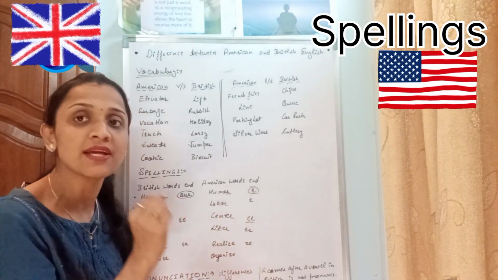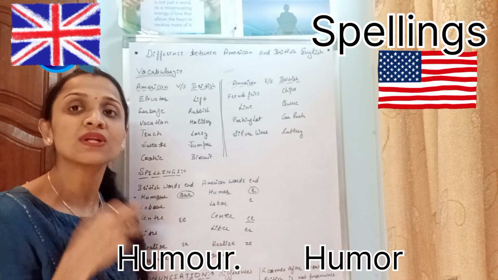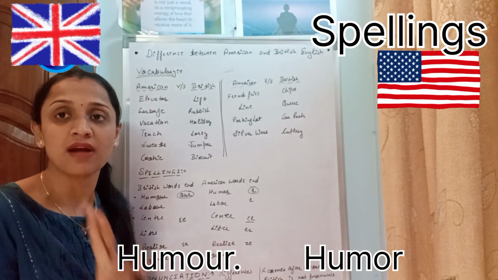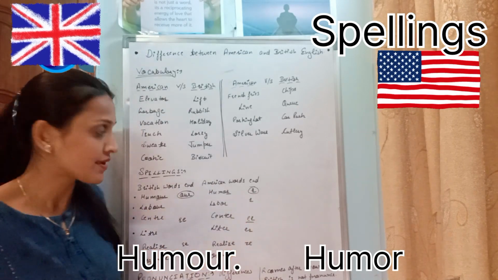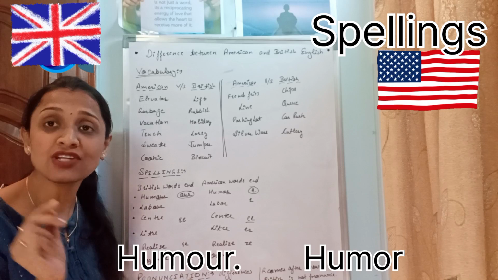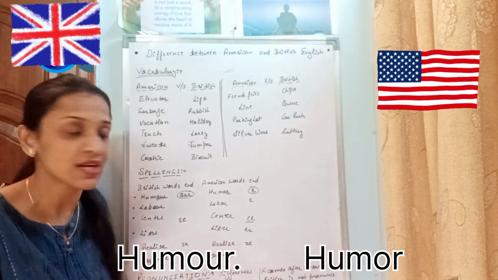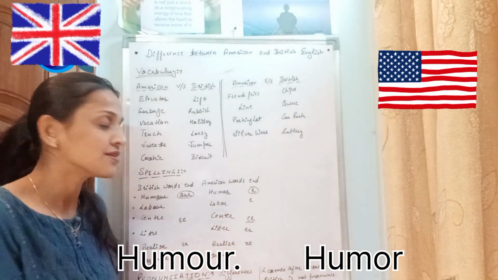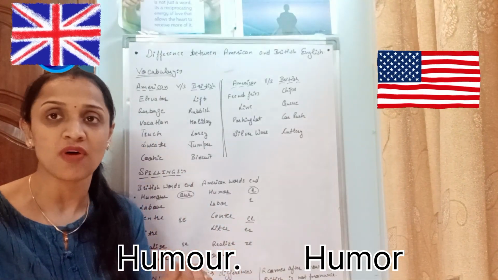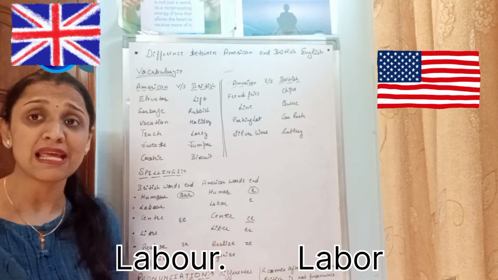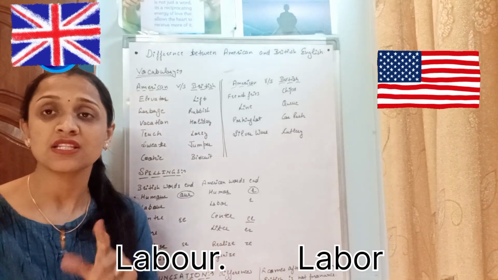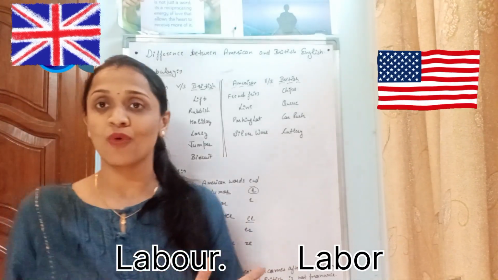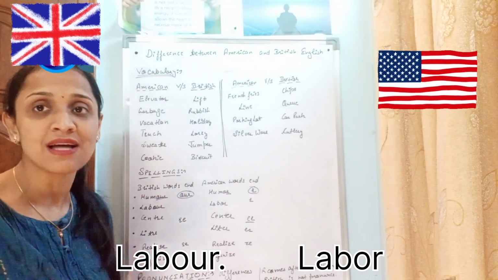The U is replaced, U does not come. The word ends with R, whereas in British English the ending is OUR, but Americans use only R. For example, humor. HUMOUR is used in the British English, whereas in the American English it is used HUMOR, because U is eradicated from the spelling. The next one is labor. LABOUR is the spelling used in the British English, whereas in the American English it is used LABOR. So U is never ever used in the American English.